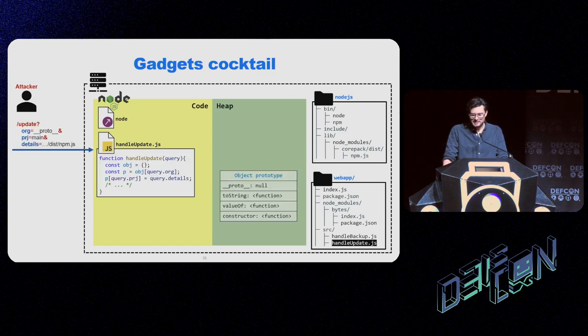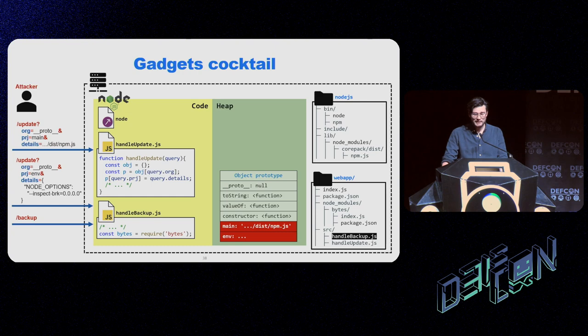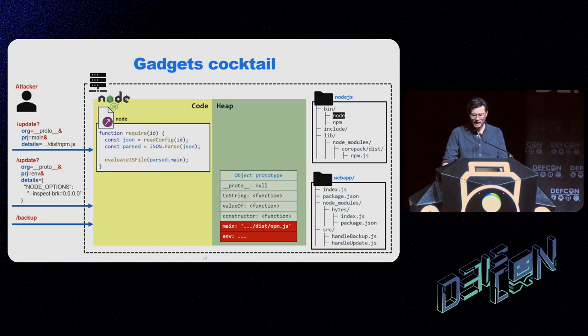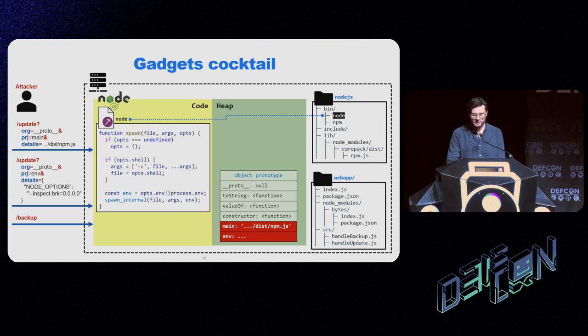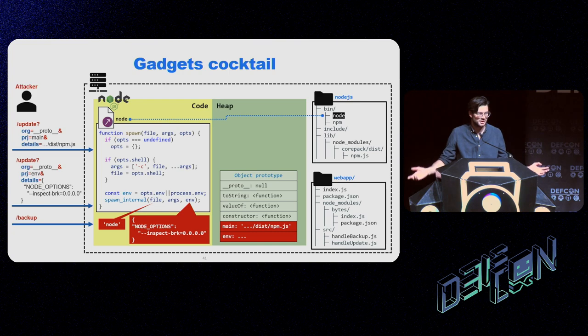Let's look at the end-to-end exploit. The attacker pollutes the main property with the path to npm.js, and the env property as required by the spawn gadget. Finally, when backup is triggered, Node.js executes the require function, loads npm.js that calls the spawn function. The spawn function reads the attacker-controlled environment variable from the prototype and runs Node.js in debugging mode as we saw earlier. So the attacker achieved remote code execution for a require call without additional requirements.